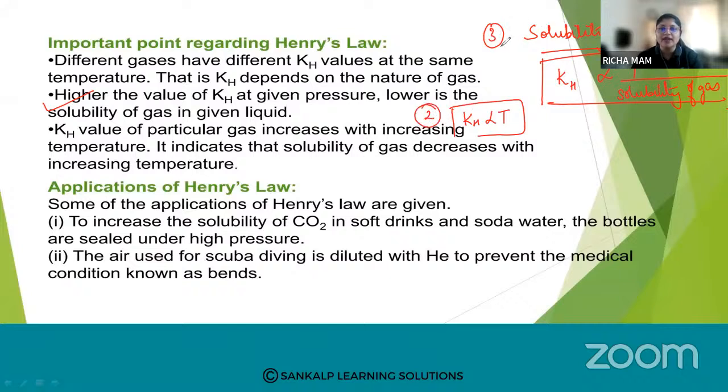And the third one is what? Solubility of a gas is inversely proportional to the KH value. So as the KH value increases, what will happen to solubility? The solubility will decrease. So these are the factors which are affecting Henry's law. Is it clear? Okay. So we'll move forward.